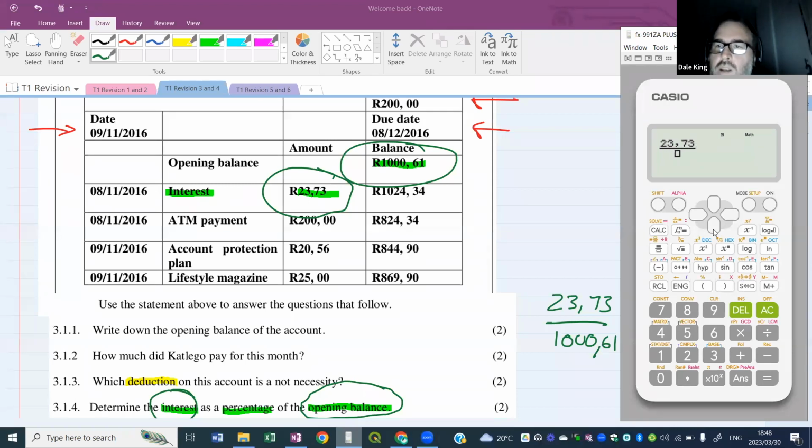All right, and then I need to put it over 1,061. And then I need to times this by 100 to get a percentage. Okay. And just like you said, well done, 2.37155.